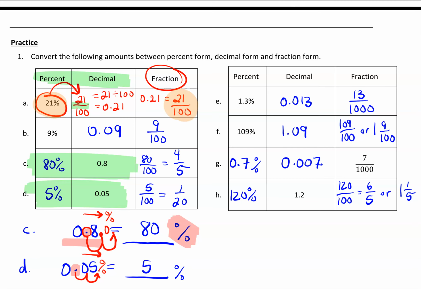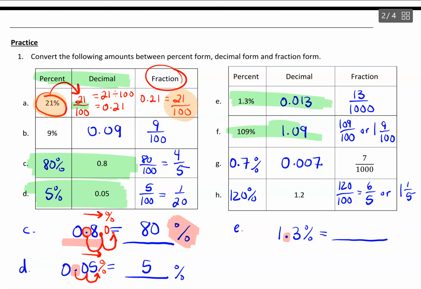So let's try it the opposite direction. Let's look at E and F now. Okay, so on E, I was given the percent form, 1.3%, and I'm being asked to translate it to a decimal format. So what I do in this one, again, instead of thinking left and right, I locate that decimal.